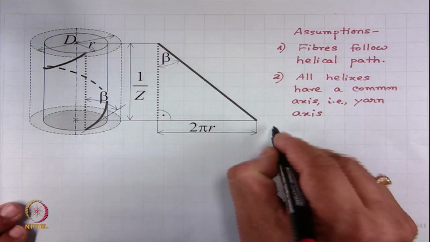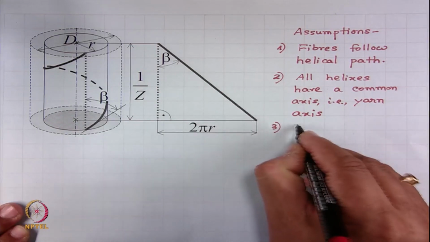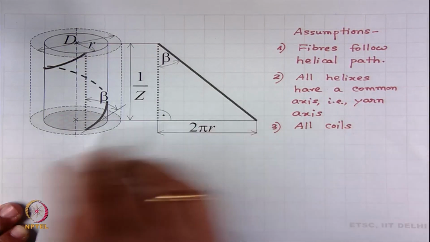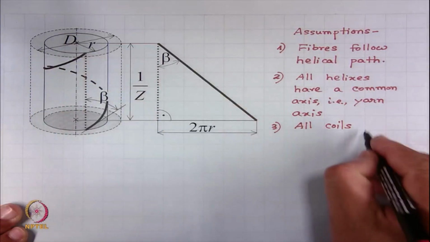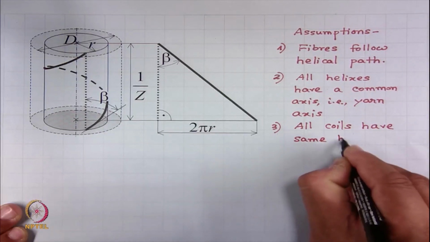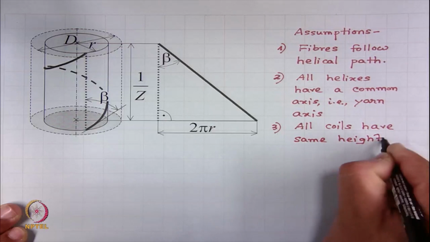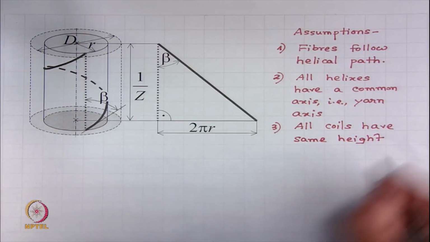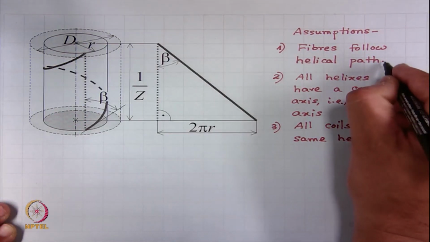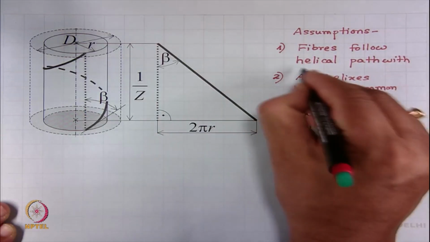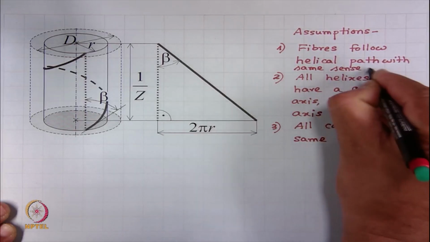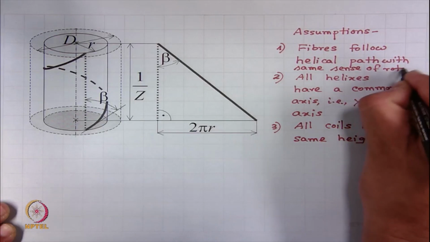Third, all coils have the same height. So, to elaborate a little on the first assumption, fibers follow a helical path with the same sense of rotation. Let us write in this manner.